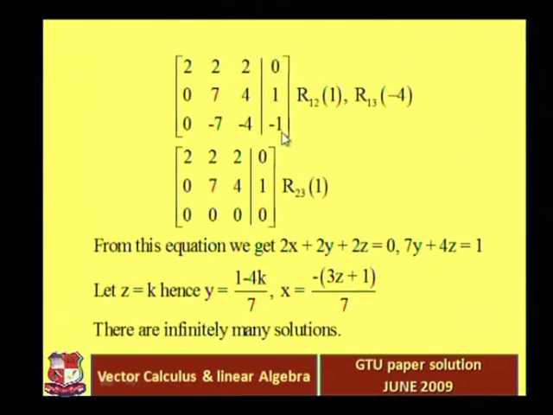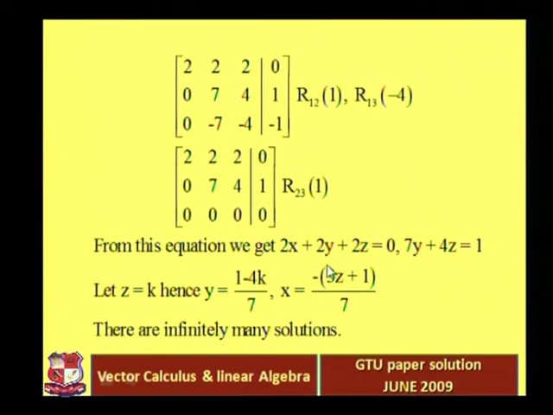Okay, now the first row is as it is, 2 2 2 0. The next process is we multiply the second row with 1 and add into the third row. You can see the second and third rows are almost the same, just the difference is the sign, right? So that's why we multiply the second row with 1 and add into the third row. So the first and second rows are as they are, 2 2 2 0 and 0 7 4 1, okay, and 0 0 0 0, correct.